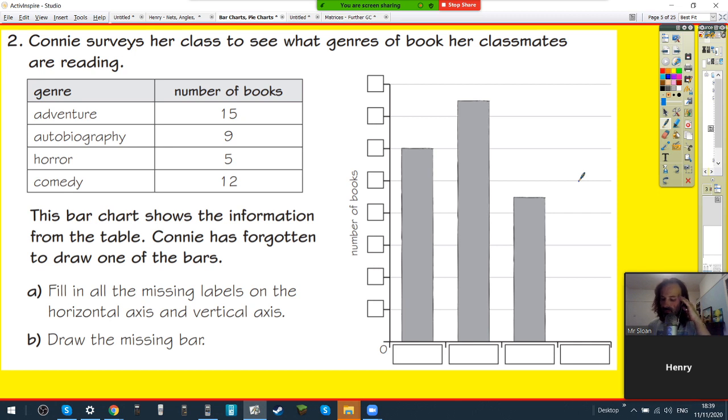So then 2, 4, 6, 8. This is 8. So this is 8. Okay. This is 6. This is 4. This is 2. This is 10. Yeah, this will go up. 12, 14. Yeah, I think you've got it.